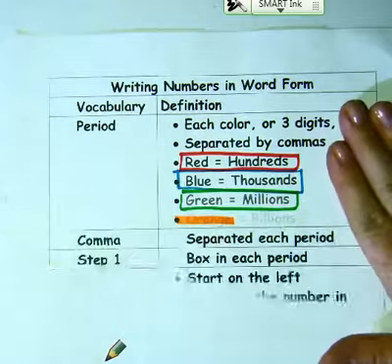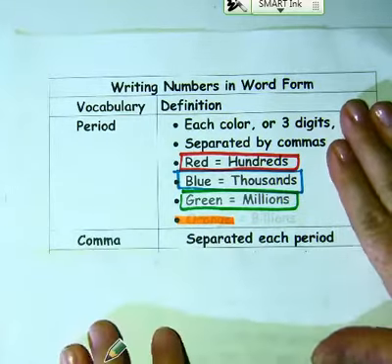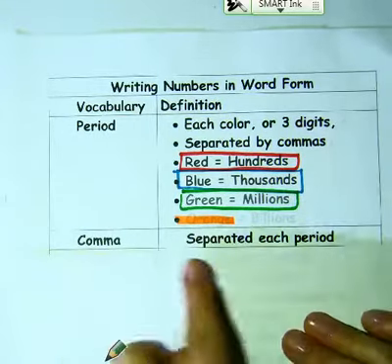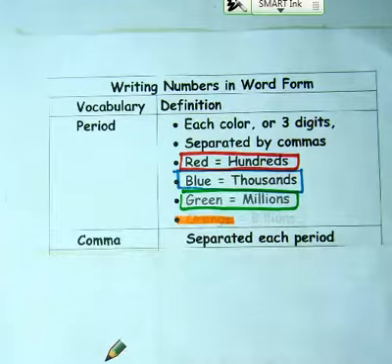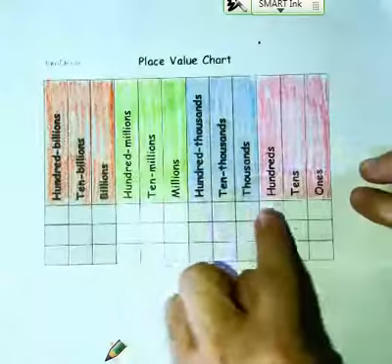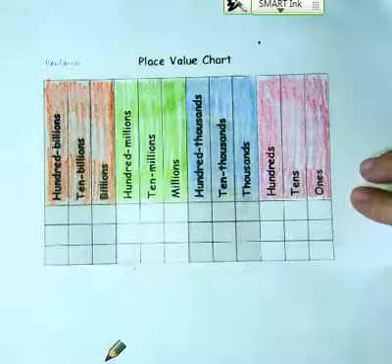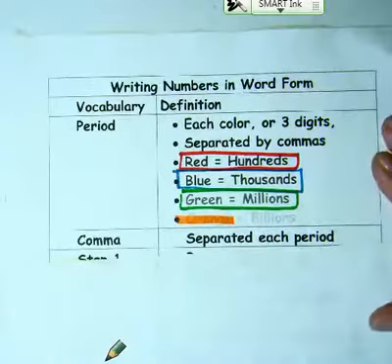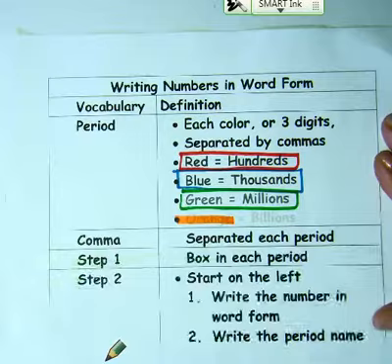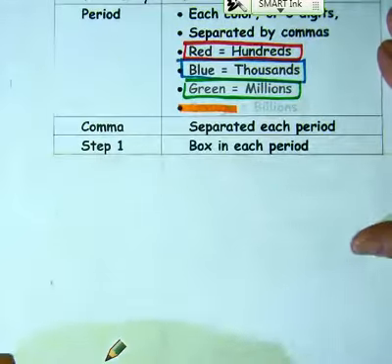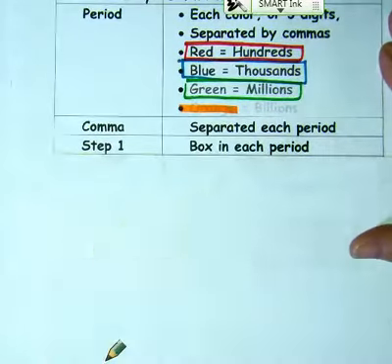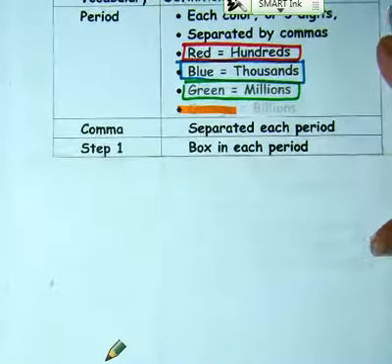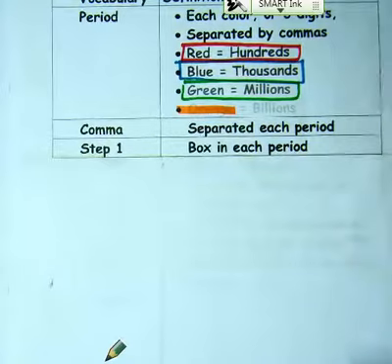The other thing we need to know is what a comma does in math. A comma separates each period. So between each color, there's a comma to separate them. So the steps that you're going to take to write a number in word form are the following. You're going to box in each period, and we'll do some examples in a minute. It's just important to get this written down so you can go back and reference it.